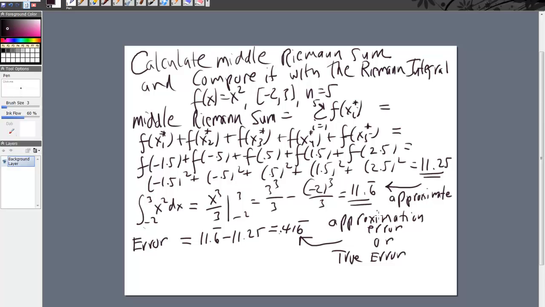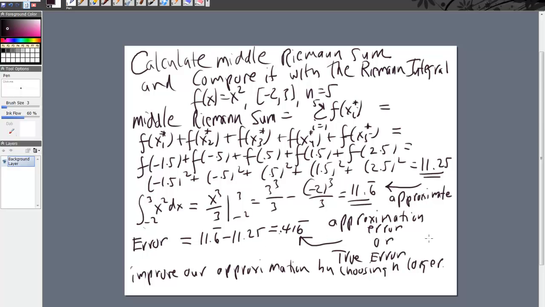How can we make this approximation better? Well, we can improve our approximation by choosing a larger n.